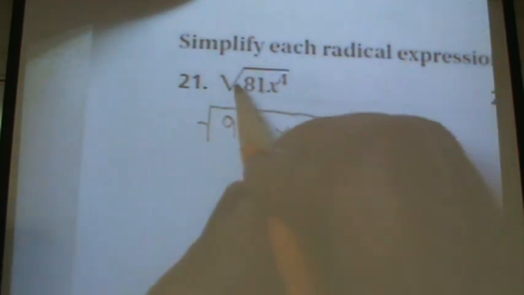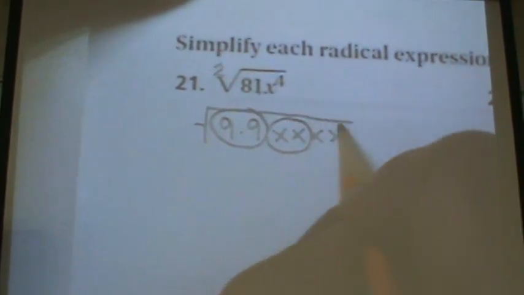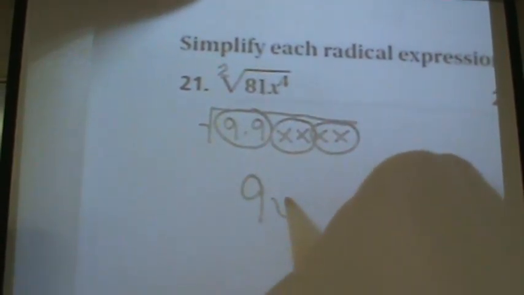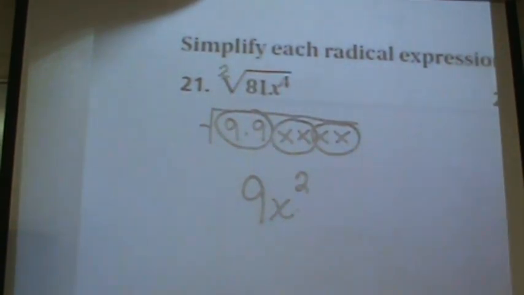So we're looking for 2 of a kind, that's the index. So we're going to take a 9 and an x squared out. Now the shortcut way would be to divide 4 over 2 to get that x squared.